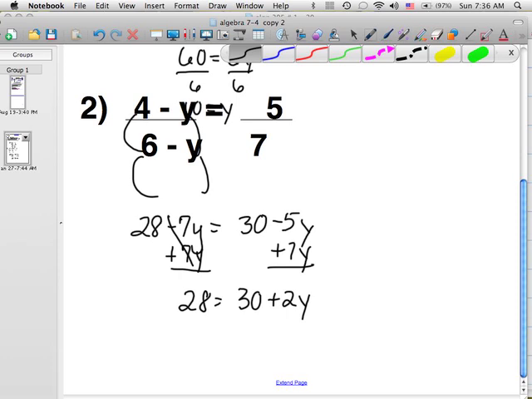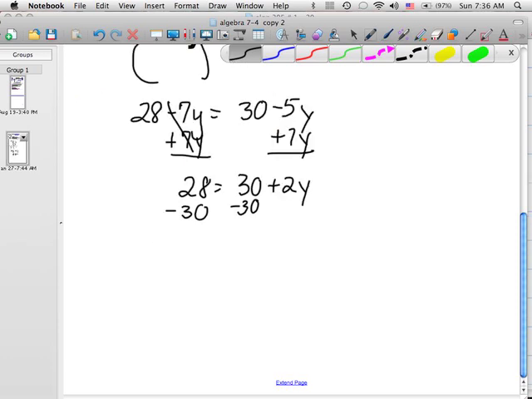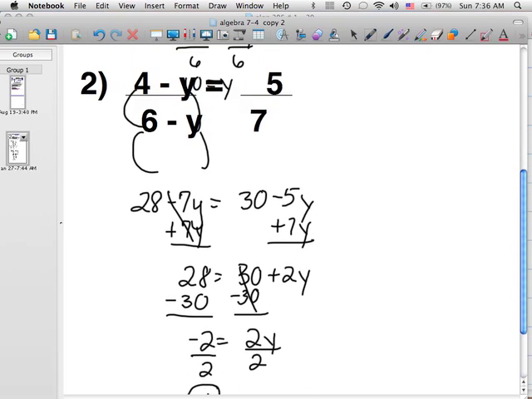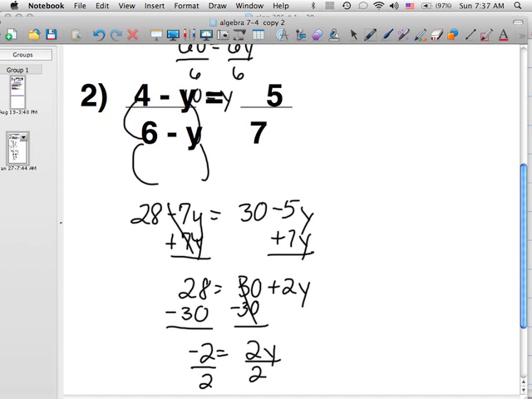Next step is to subtract the 30, trying to solve for y, so I'm eliminating everything by the y. 28 minus 30 is a negative 2, equals 2y, and then solving for y, divide both sides by 2, and negative 1 is my solution. So remember, if you have 3 or more fractions, you have to find the least common denominator. But if you have a fraction set equal to a fraction, use cross products.